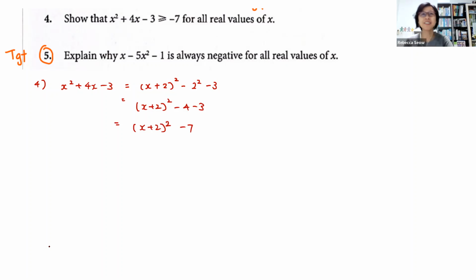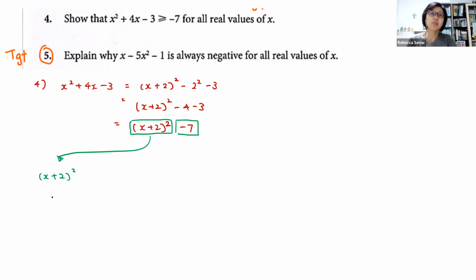Now, how can we show this is more than or equals to minus 7? What I'm going to do next is I'm going to break this expression into two parts. This is the first portion over here. Let's try to analyze it. Now we have x plus 2 whole thing squared. When we put in any real value of x, what happens to the value that it produces?